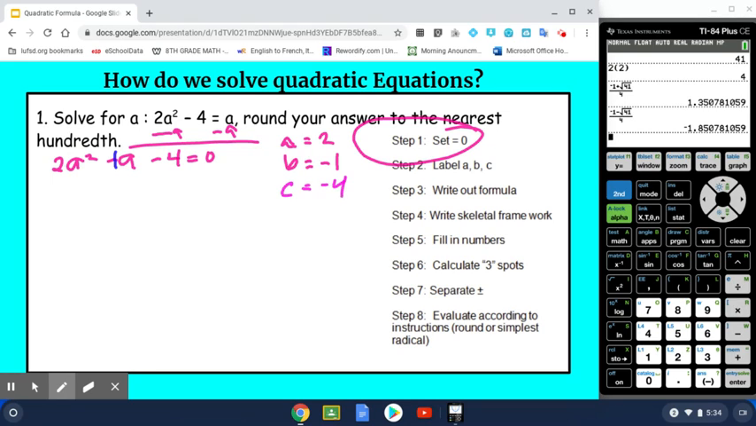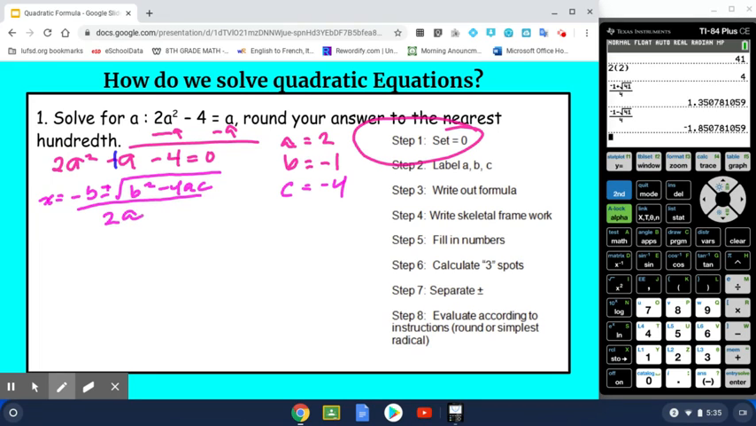Okay? Next step is write out the formula. Now, this is going to be hard for me because there's not a lot of room here. So I just want you to know I probably am going to have to erase the screen. So we have x equals negative b plus or minus the square root of b squared minus 4ac all over 2a.